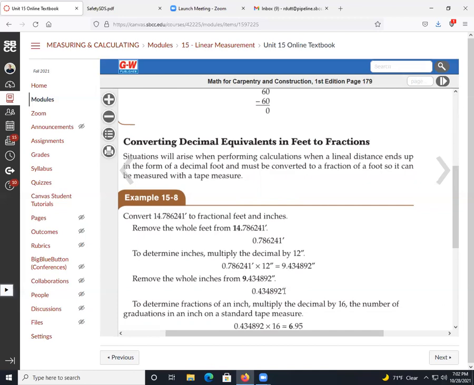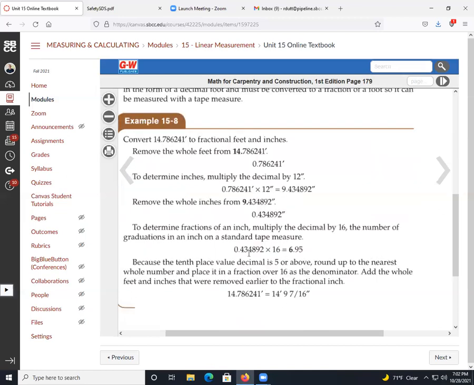and you've got a 0.434892 as a decimal that needs to be represented as a fraction, because you can't cut that on your tape. You need to read fractions on your tape. So all we got to do there, because we want to find out 16ths is what the graduations of our tape are, is just do that 0.434892 times 16, and we get 6.95, right? And 6.95, we're going to round up. Anything from 5 up. So we're going to round that to 7.